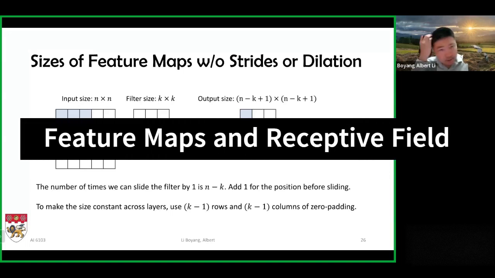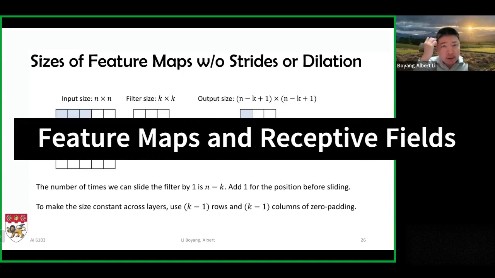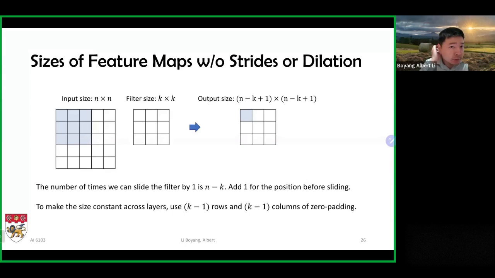Okay, so the next thing that we will talk about is how does the convolution operation affect the size of the output feature map? Imagine I have an input size of n by n. So my input matrix is here, and the filter size I have is k by k. The question is, what is the height and the width of my output feature map?